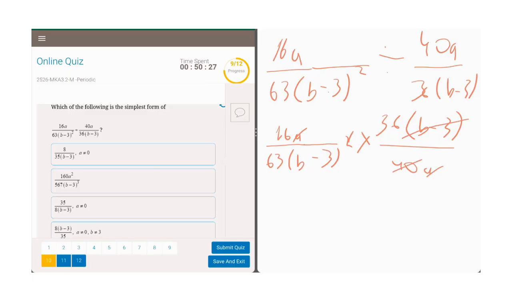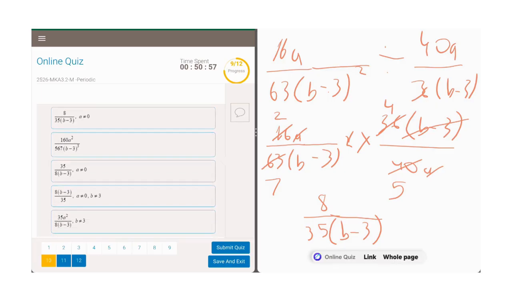We can cancel out 40 and 16, they're both divisible by 8, so it's going to be 2 and 5. And then we have 63 and 36, both divisible by 9. So we can divide both by 9, you get 7 and 4. So what you're going to be left with is 2 times 4, 8, over 7 times 5, 35. And then we have the b minus 3. A will not be equal to 0 because it got cancelled out. So this is the correct answer over here.